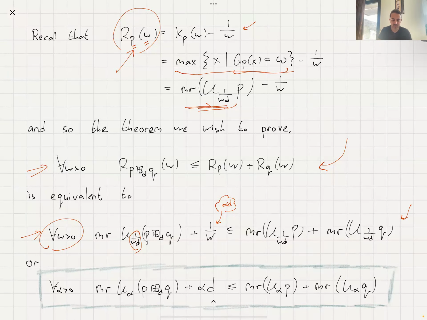Okay, so the goal is to prove this bottom line here: that for every alpha larger than 0, the maximum root of U alpha of the convolution of polynomials plus this alpha D is bounded by the max roots of the operator applied to the two polynomials.